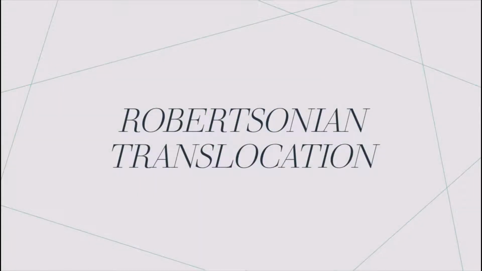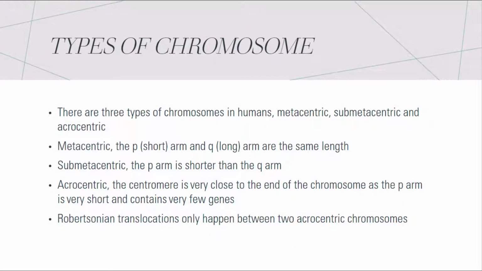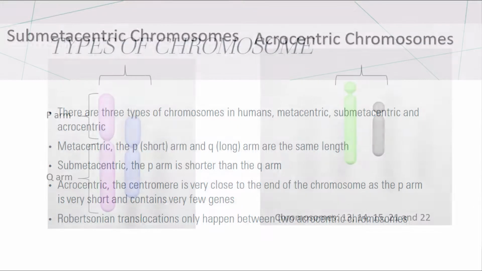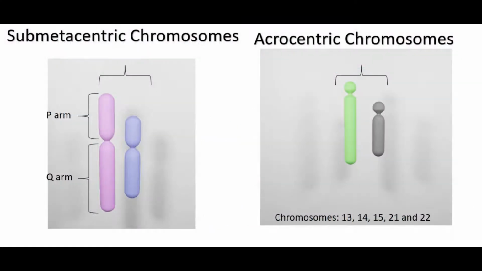The other main type of chromosomal translocation is the Robertsonian translocation. Humans have three different types of chromosome, all depending on the length of the P-arm, which is the short arm of the chromosome. Metacentric chromosomes have P-arms and Q-arms of the same length, with the arms separated by the centromere. Submetacentric chromosomes have a shorter P-arm than Q-arm, and acrocentric chromosomes have an extremely short P-arm, resulting in the centromere being very close to the end of the chromosome. Robertsonian translocations only occur between the acrocentric chromosomes. In humans, chromosomes 13, 14, 15, 21 and 22 are acrocentric, and here we can see the difference between submetacentric chromosomes and acrocentric chromosomes.